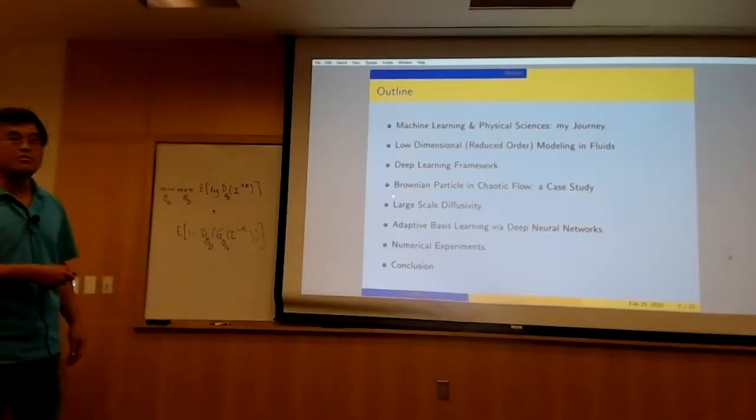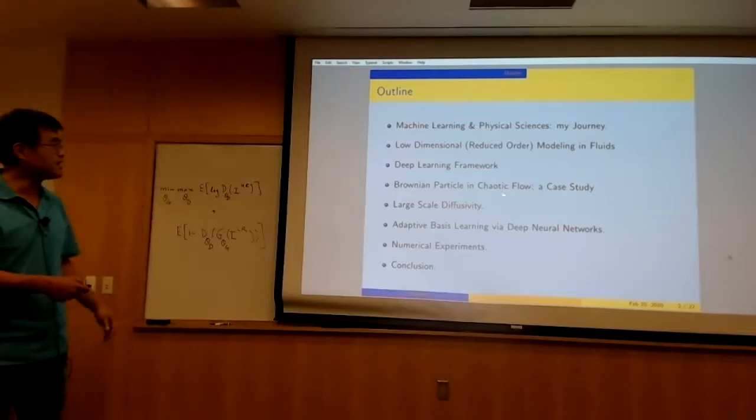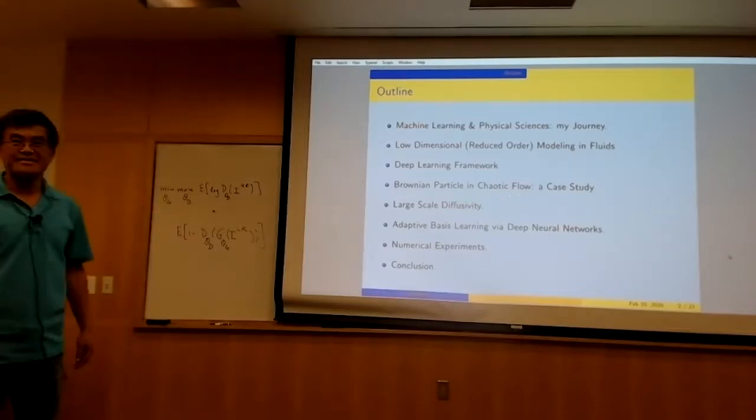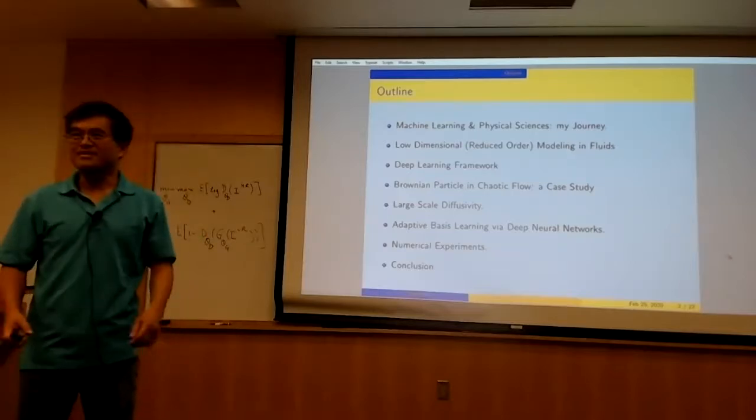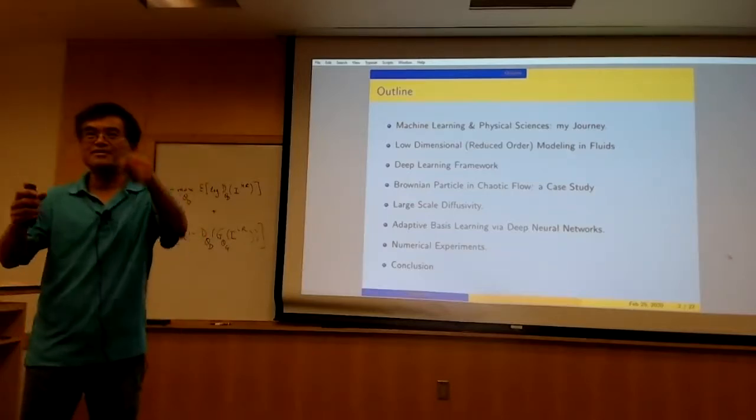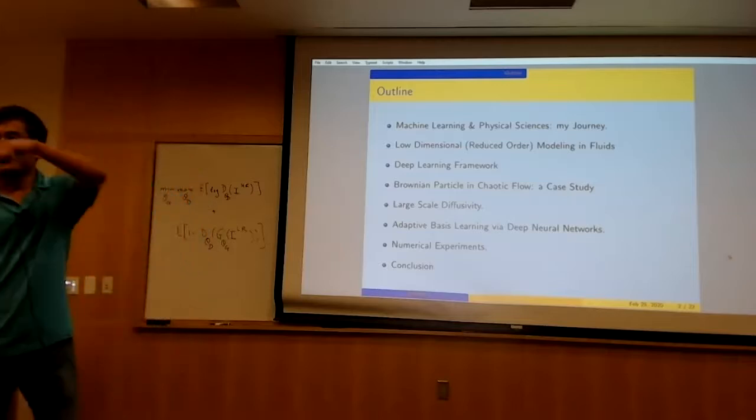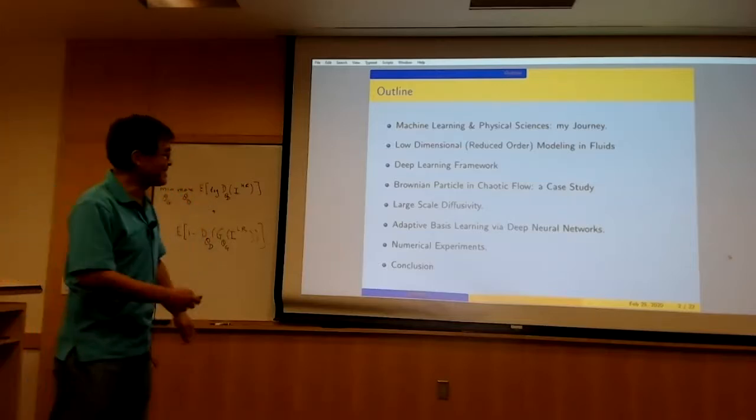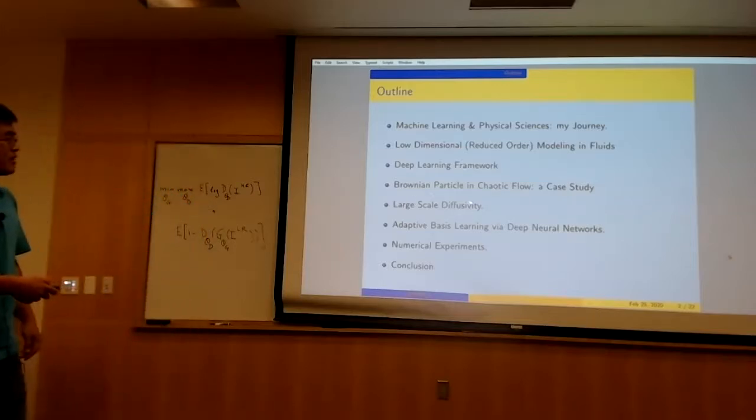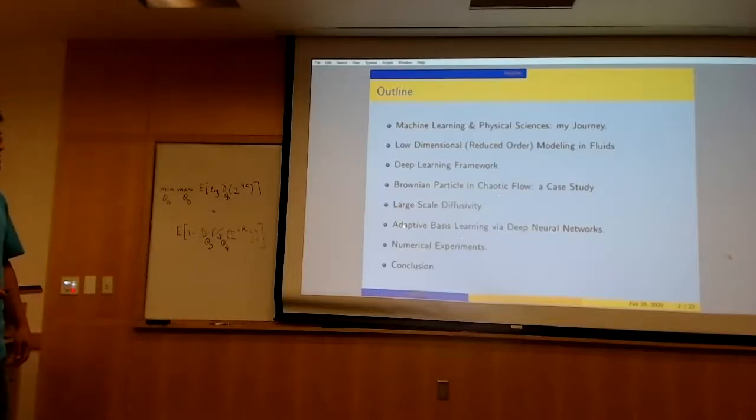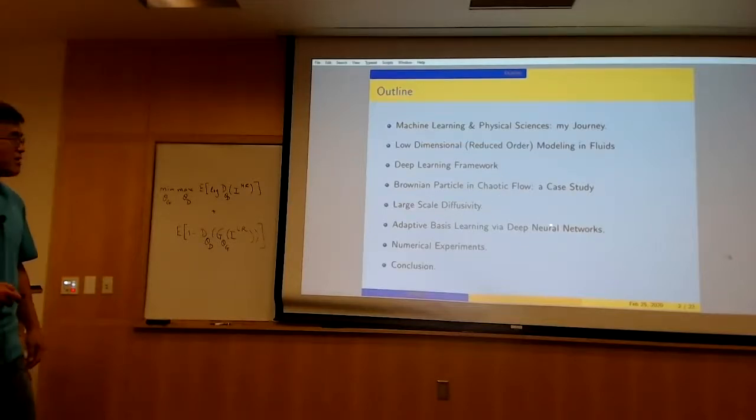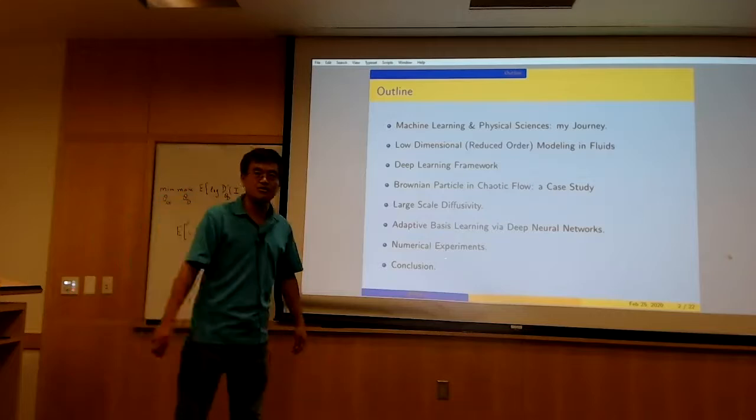So this is a physical problem of putting a Brownian particle inside a chaotic flow. And you can do that experiment: drop droplets of milk into coffee and stir it, crazily stir it. That kind of experiment. And we're interested in a quantity called diffusivity. So if you wait long enough, there's a constant, a number coming out of all this, and that's what we're after. Then I'll show you some results through deep neural networks and numerical experiments, and conclude from there.